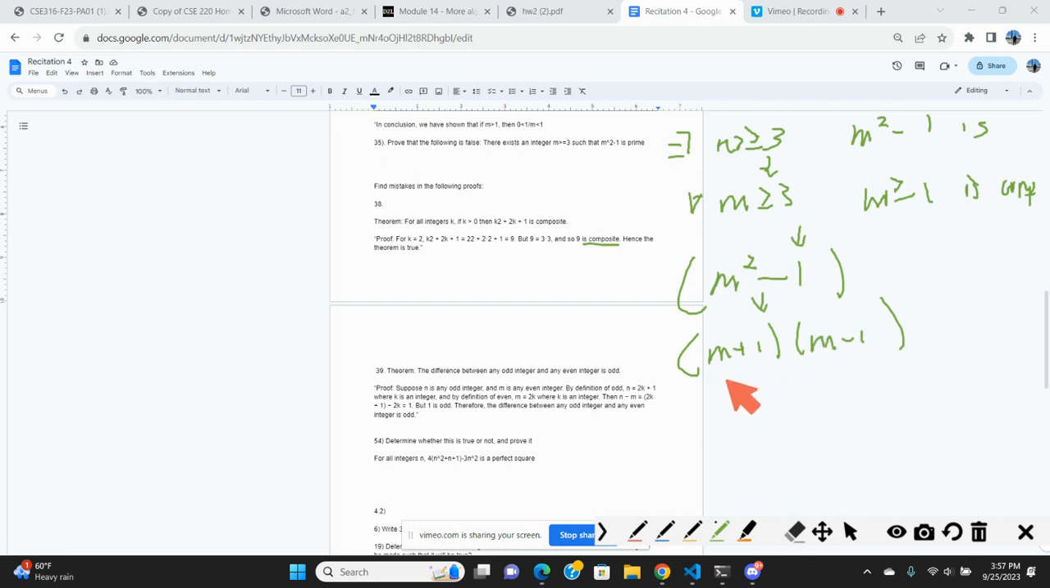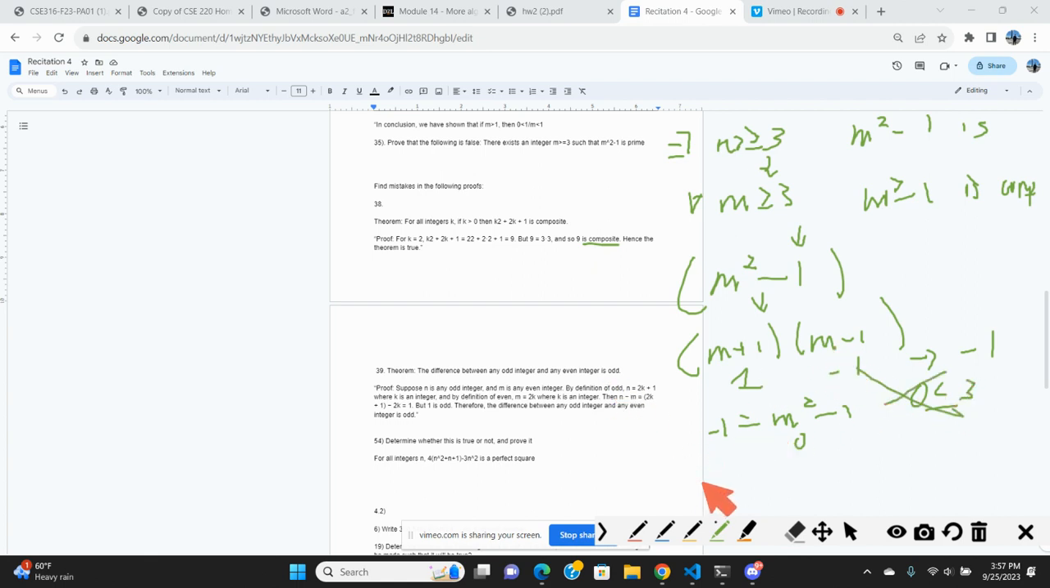So case 1 would be m plus 1 is 1, in which case m minus 1 is negative 1, because m plus 1 is always 2 greater than m minus 1. In this case, this results in negative 1, which means that if negative 1 is equal to m squared minus 1, that means m is 0, but 0 is less than or equal to 3. So this does not apply in this case.